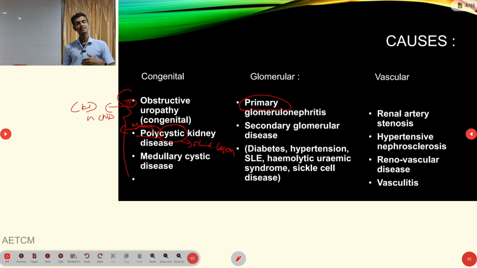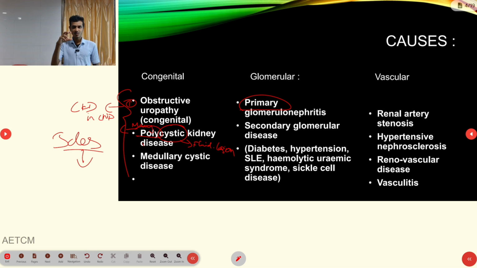And then the third part is vascular. If there is any narrowing of the renal artery, that is called renal artery stenosis or hypertensive nephrosclerosis. Sclerosis means a soft structure becomes hardened, more hardened. So that is called sclerosis. If the kidney gets hardened, that is called nephrosclerosis.